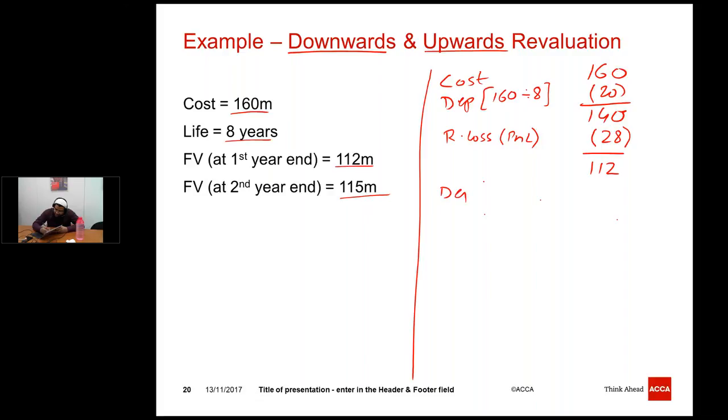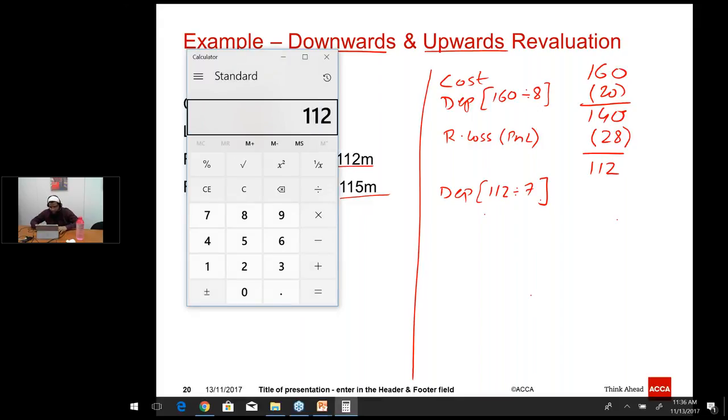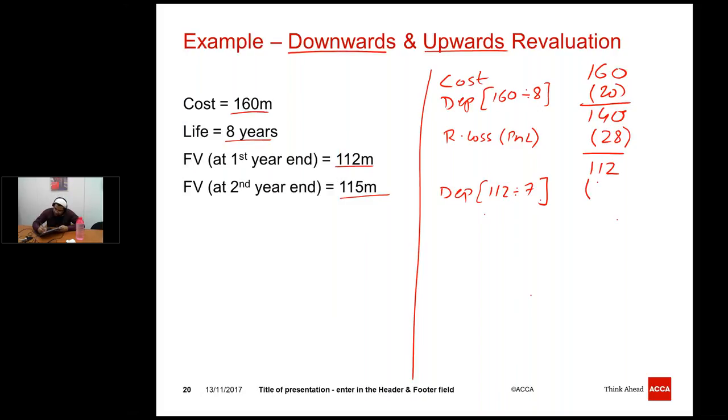Now the new depreciation is going to be 112 divided by 7 years, which is actually 16. After charging depreciation of 16, the net book value becomes 96. 96 is the net book value when the fair value has now increased to 115. So the increase is actually $19 million.